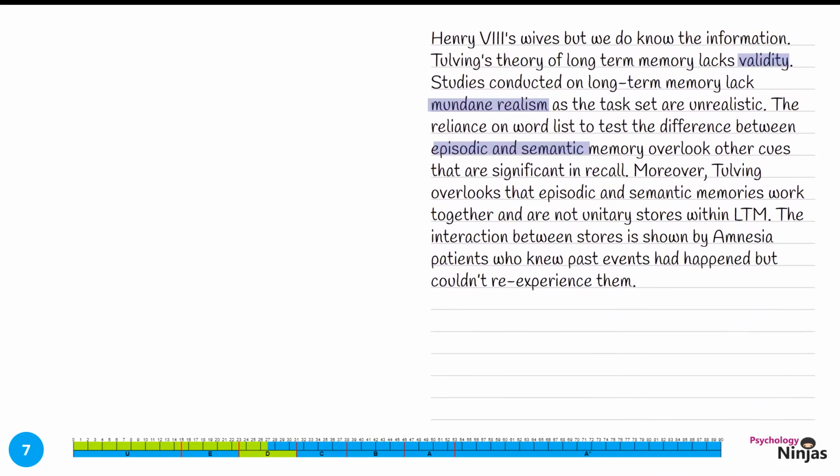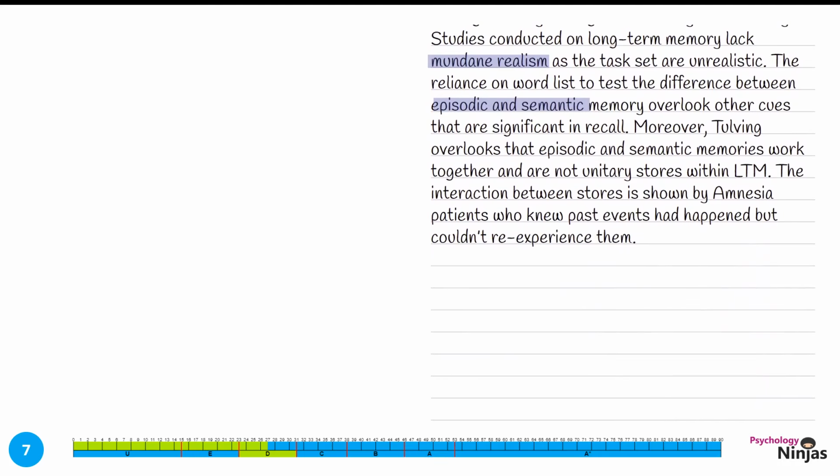Moreover, Tulving overlooks that episodic and semantic memories work together and are not unitary stores within long-term memory. The interaction between stores is shown by amnesia patients who knew past experiences had happened but could not re-experience them. Where we're talking about unitary stores, we're saying that episodic and semantic memory aren't discrete and different, that they're working together. We've explored this further by talking about evidence from amnesia patients. We're going to complete this paragraph with a link and a mini judgment.